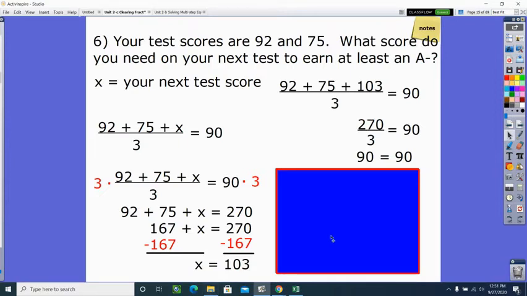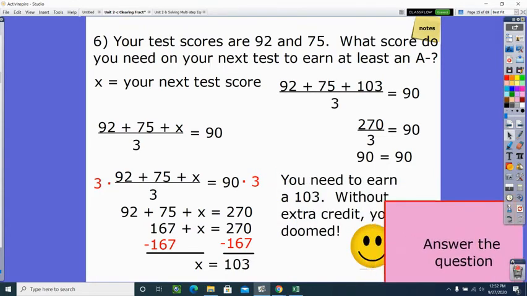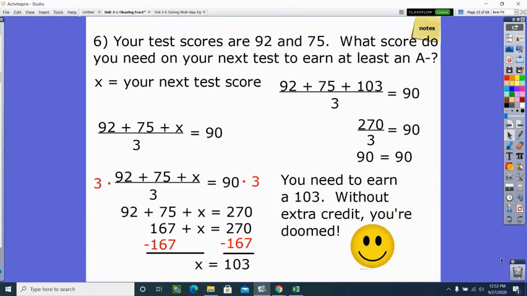I need 103%, and basically I'm doomed unless there's extra credit. So there's just an example of an application of clearing fractions in a word problem.